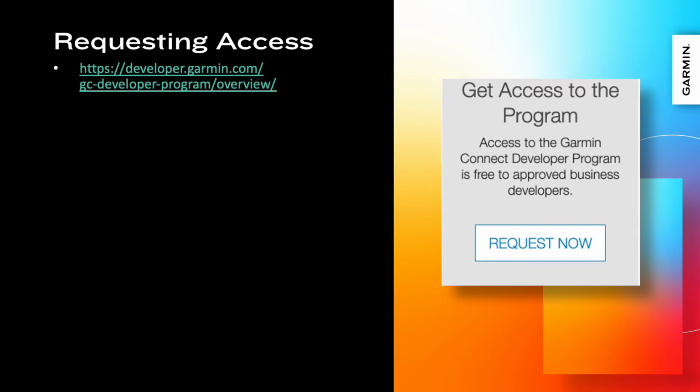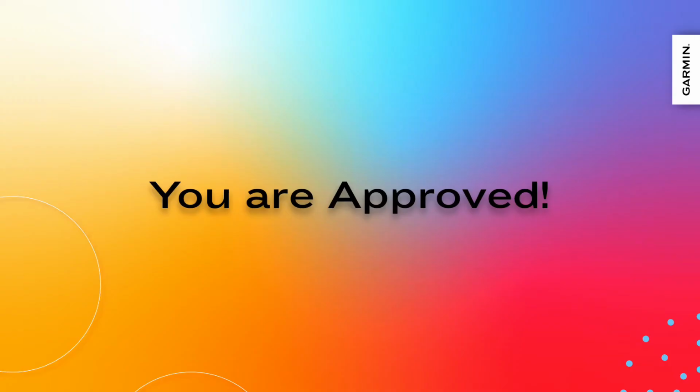After filling out the application, you will receive an automated email that your application has been received and is being processed. In most cases, you will hear back within 2 business days if your application has been approved or not. When your application to access the APIs has been approved, you will receive an email with a link to the Garmin Developer Portal.